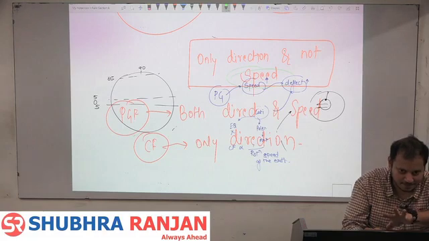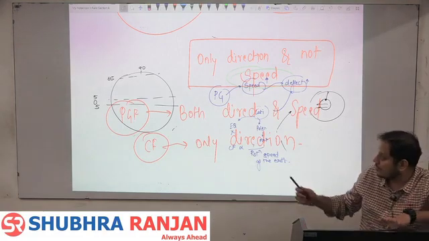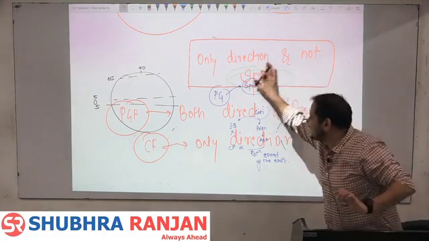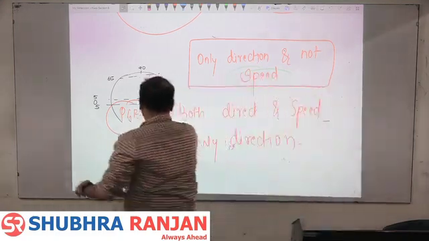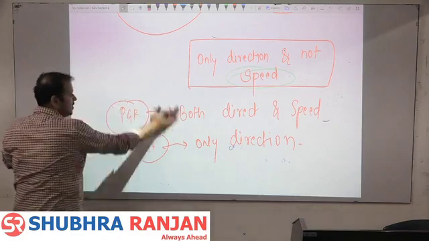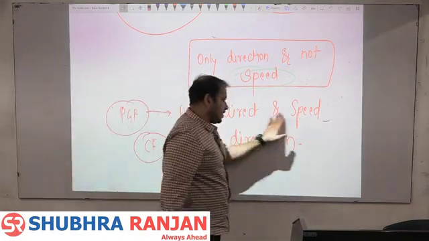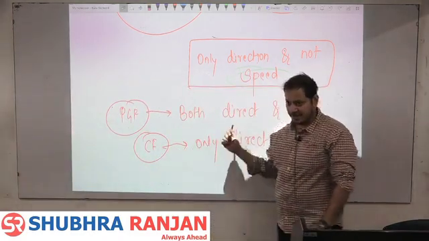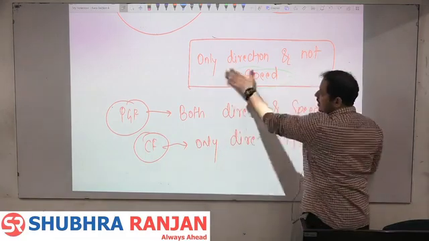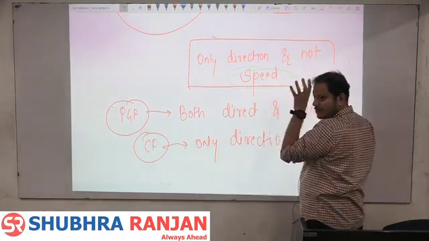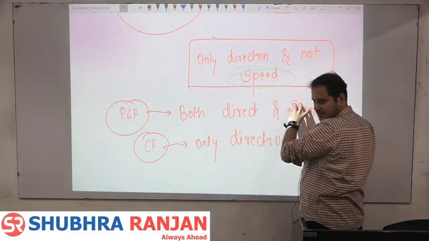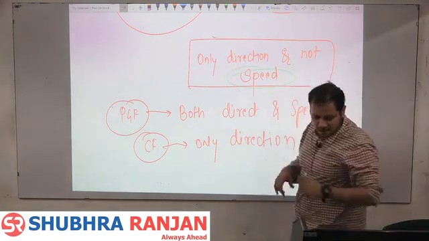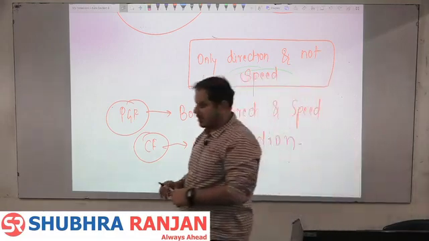Understanding? Samajh mein aa raha hai? Coriolis force affects only direction, never the speed. Pressure gradient force affects both speed and direction, but Coriolis force is directly proportional to speed, and isliye speed bada to deflection padega. Speed kam hua to deflection kam hoga.